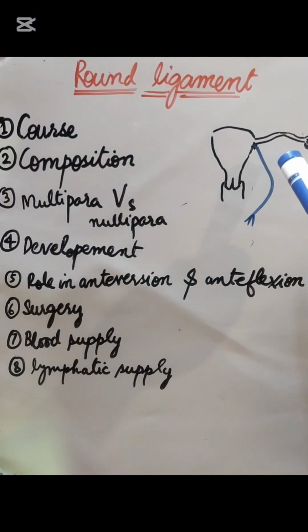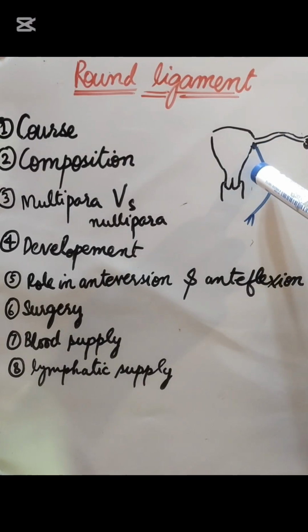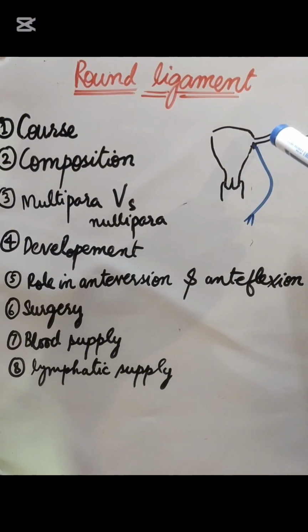I told you in my previous video that there are three things coming out from the corner of the uterus. Number one is the round ligament, then the fallopian tube, then the ovarian ligament. The round ligament is present just beneath the anterior fold of the peritoneum, and the ovarian ligament is present near the posterior fold of the peritoneum, and the fallopian tube is in between. So what is the course of this round ligament?